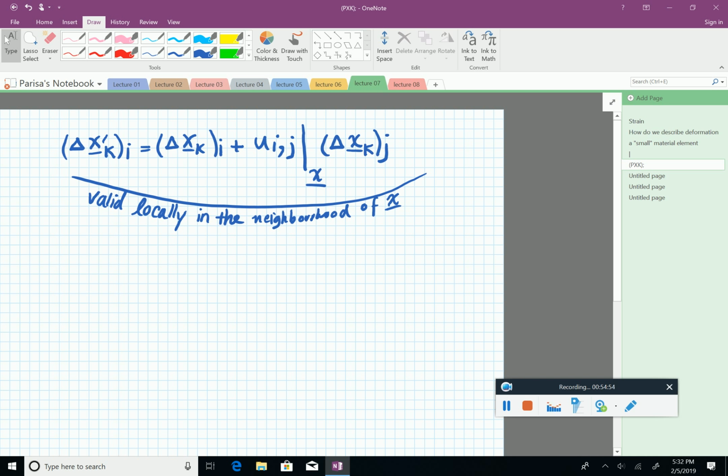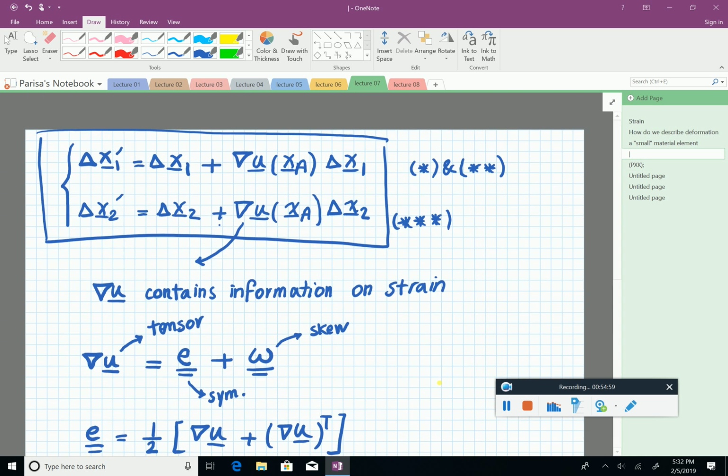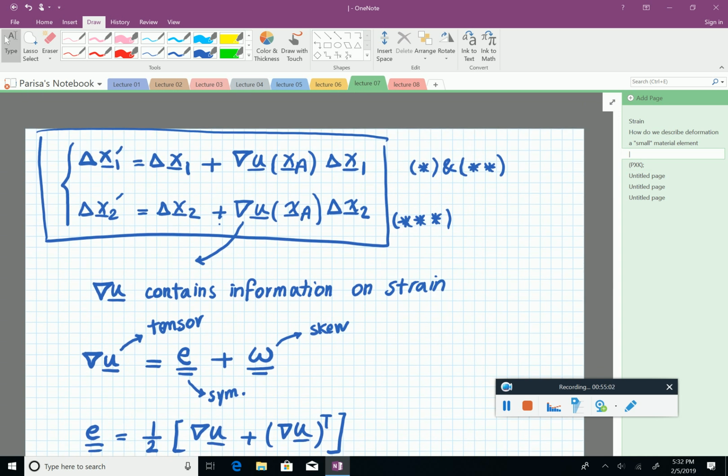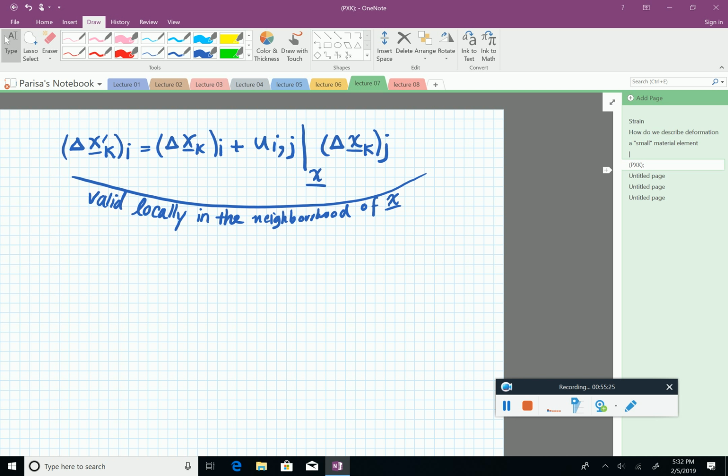So if you go back to the equation you just put in the box, it looks like you could factor out the delta x1, and you have a 1 plus the gradient of displacement. This is a vector equation. Okay, so that was okay. It will get more and more familiar when you look at it.